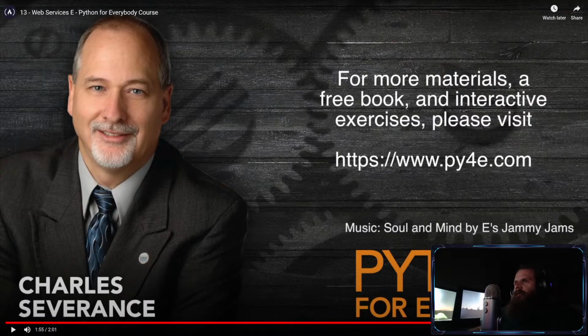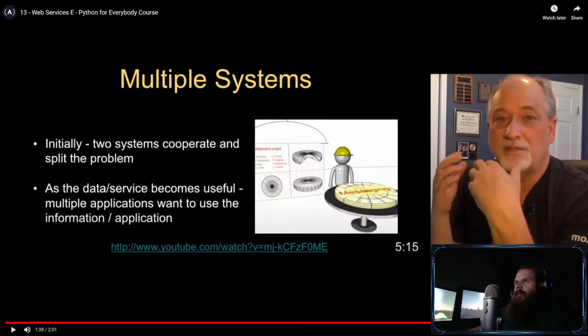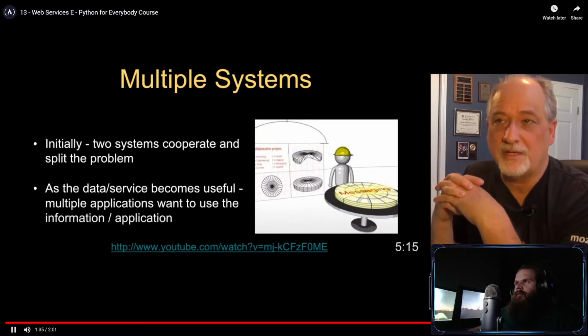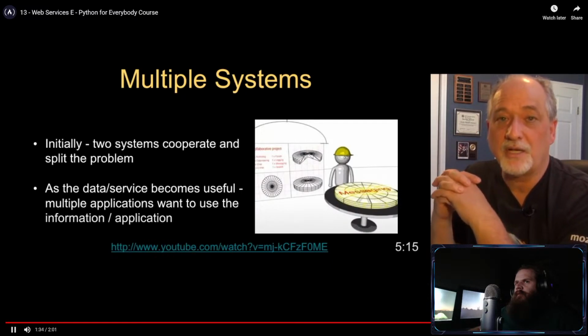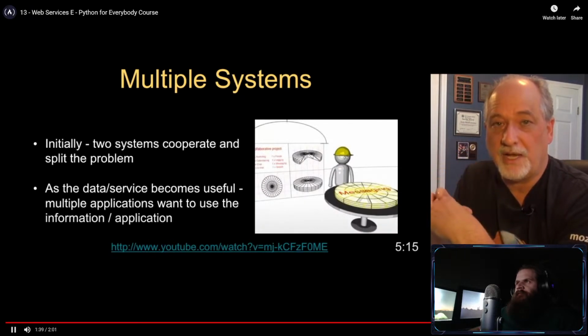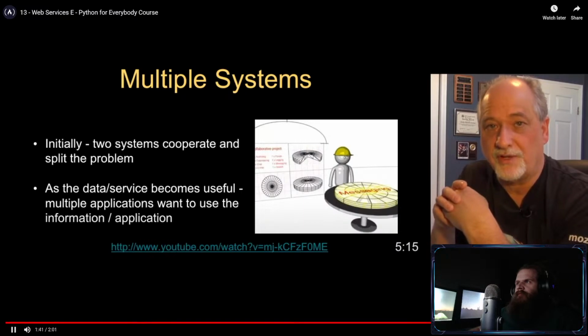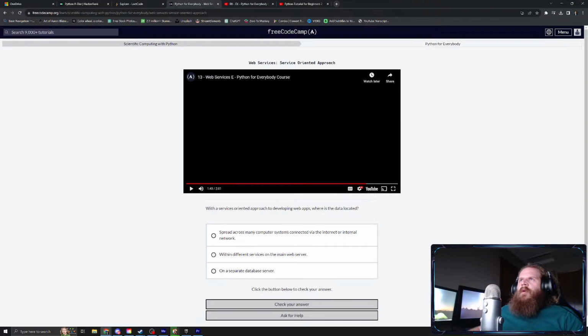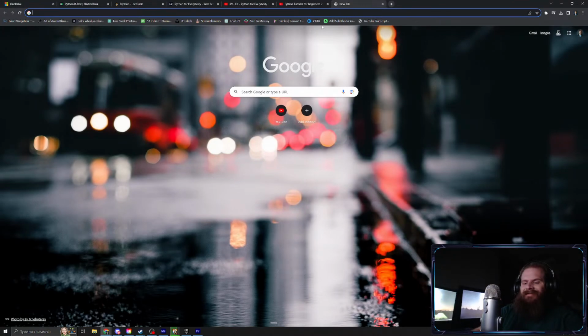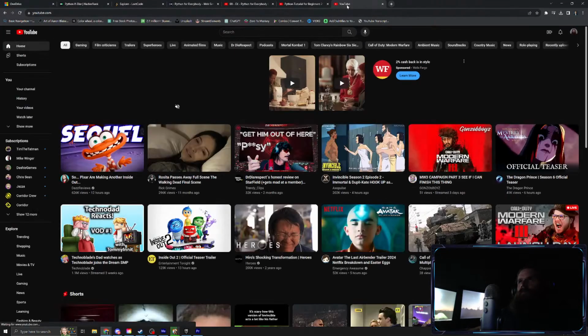Wait, that's it? That's it? Interfaces between applications and applying standards to those interfaces. Okay. If we were to look that up, what would we find?